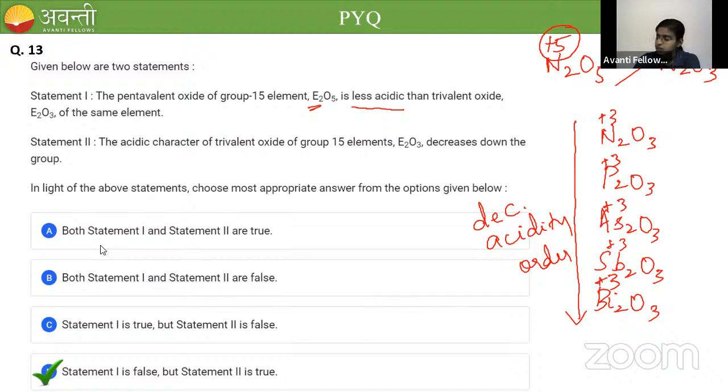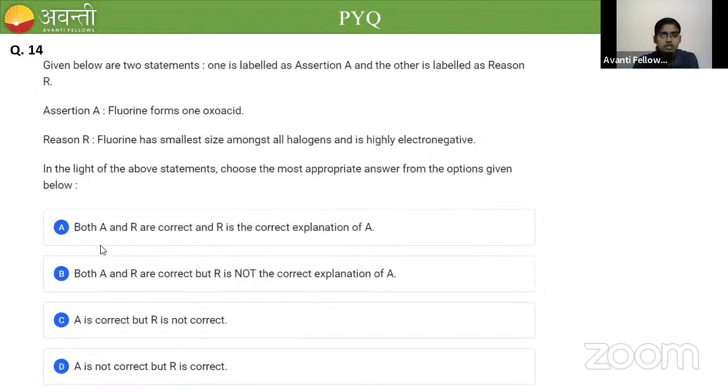What is the time now? Yeah, we can discuss one more question and then we can wind up this session. So the last question for today's session is assertion reason. So you see here again, statement type only, assertion reason type.